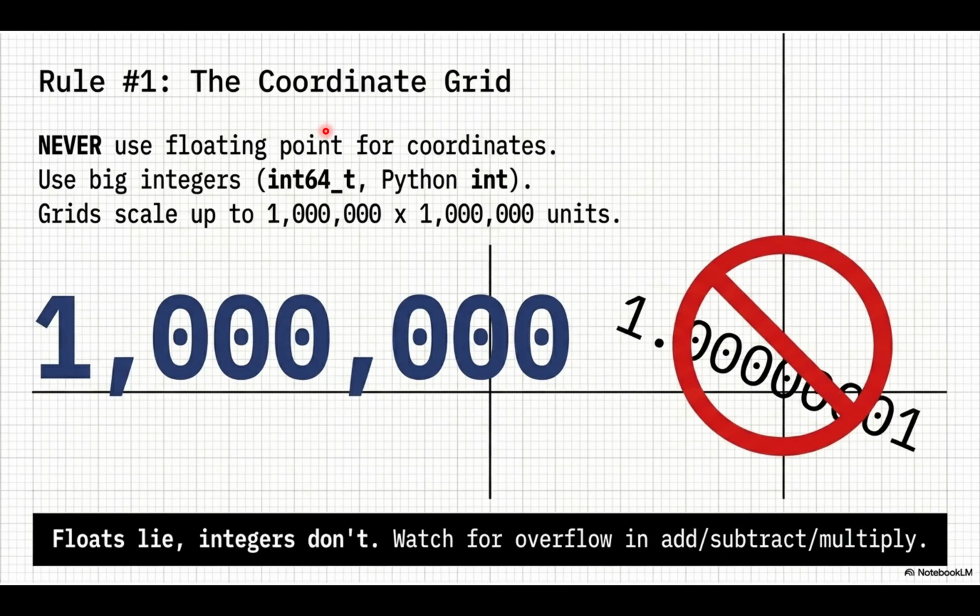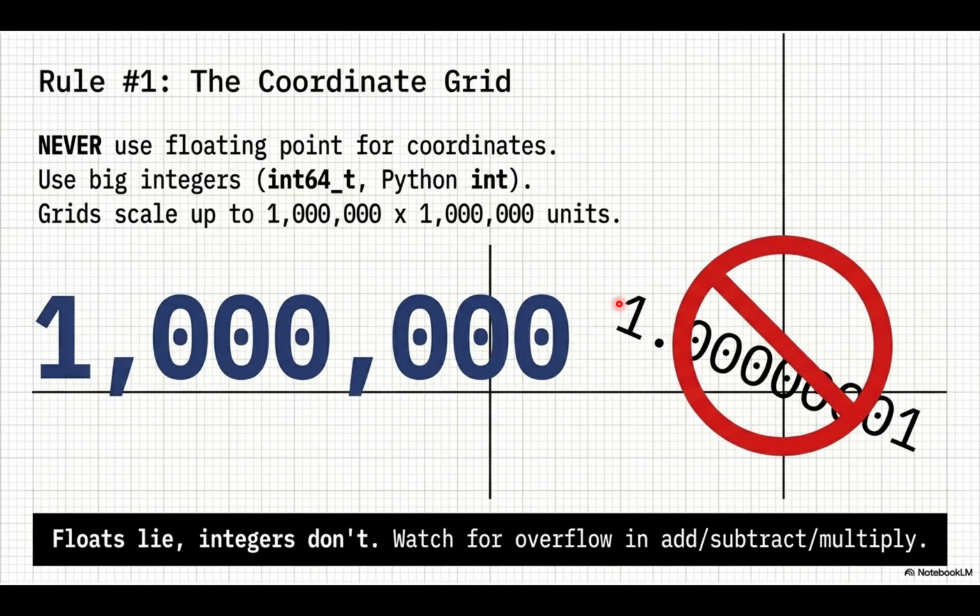So as the mantra goes, floats lie. Integers force absolute precision. A logic gate is placed at coordinate 50 or 51. There is no 50.0001. Exactly. It locks the entire design to a rigid, absolute grid.